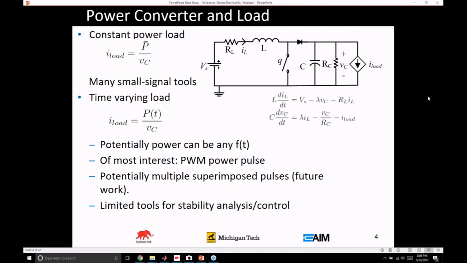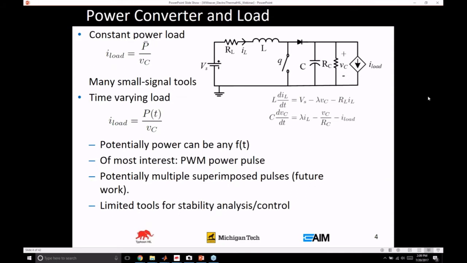I'm going to focus on a very simple circuit: a boost converter with a passive resistive load and also an active constant power, or time varying nonlinear, load. Potentially, the load on this system could be almost any function, but of most interest is some sort of PWM signal that we're going to get started on looking at.